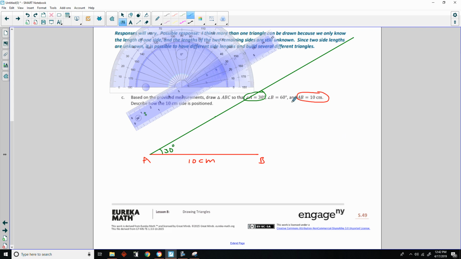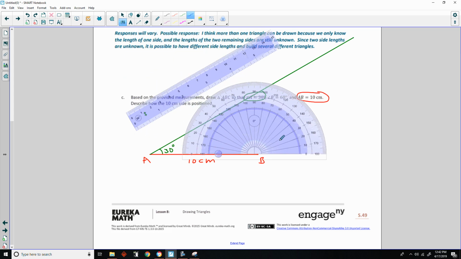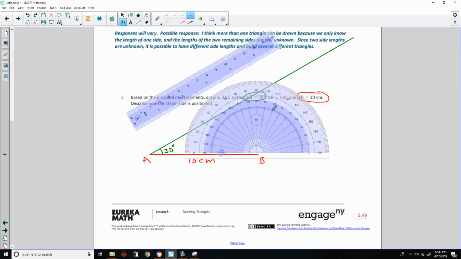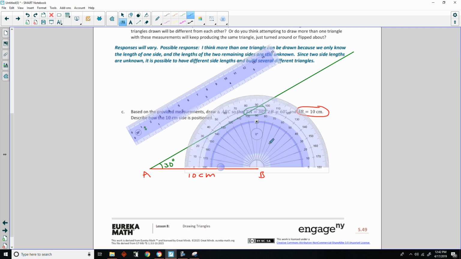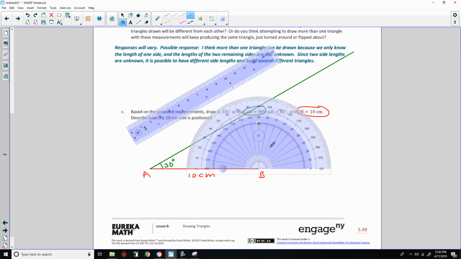Okay, now I need to measure angle B, 60 degrees. So I take my protractor and I put it right on B as carefully as possible. Okay, right there. So it's right on B, and my line segment AB is right on this 0 or 180 degree line. And now I want to measure over 60 degrees, which is going this way, opening up to 60, which would be approximately here.